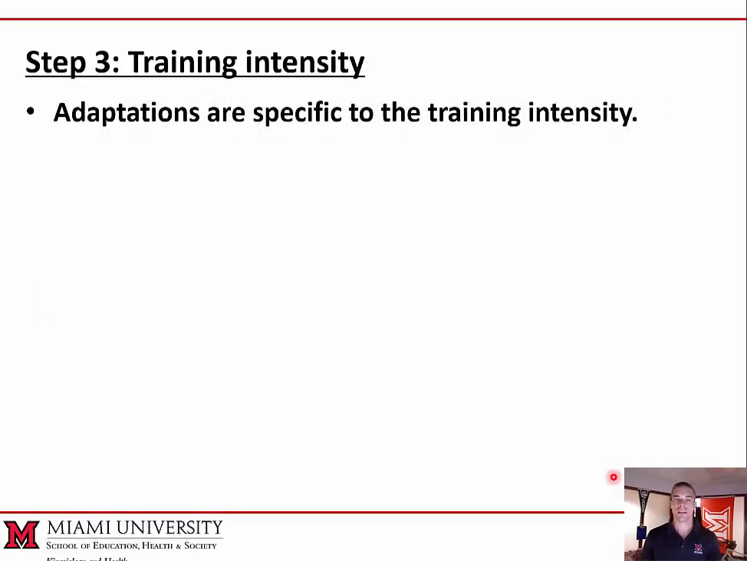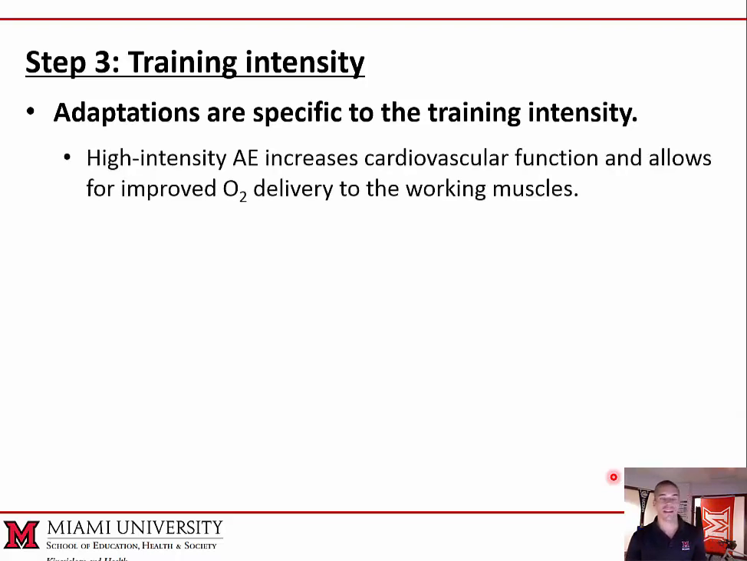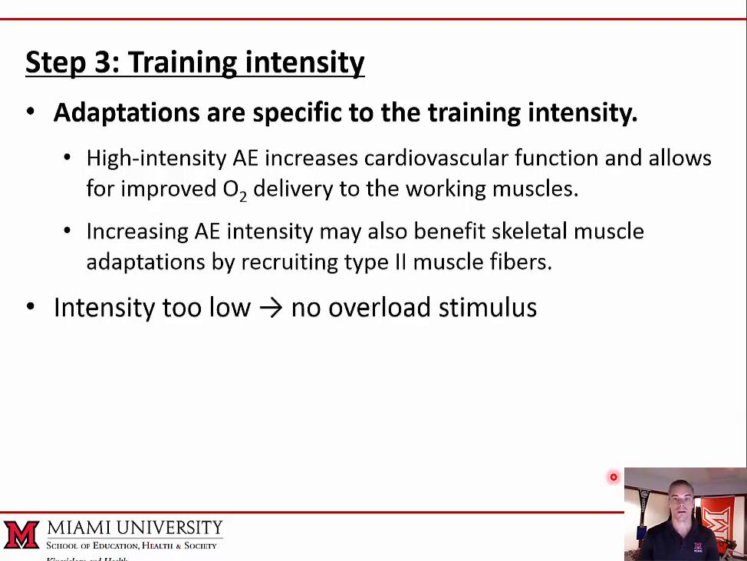Next is training intensity. And what we know based upon the specificity principle is that adaptations are specific to the intensity of training. So for example, high intensity aerobic exercise increases cardiovascular function and allows for improved oxygen delivery to the working muscles. So there are a number of adaptations occurring within the heart as well as within the muscles that allow for greater delivery and thus utilization of oxygen by the exercising skeletal muscles.